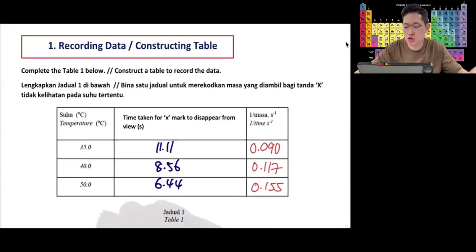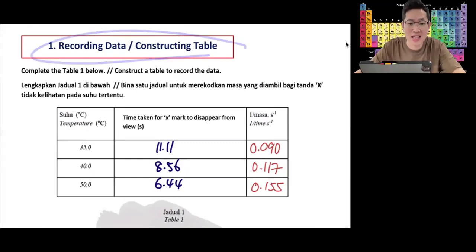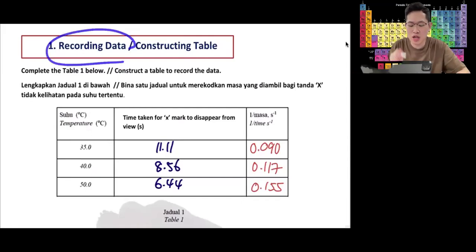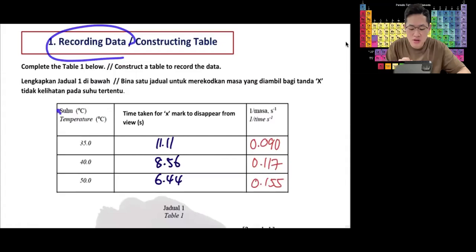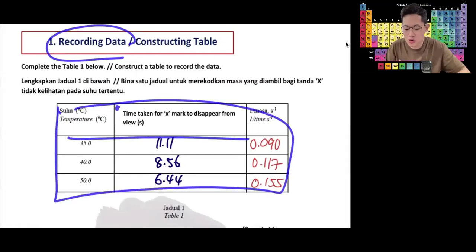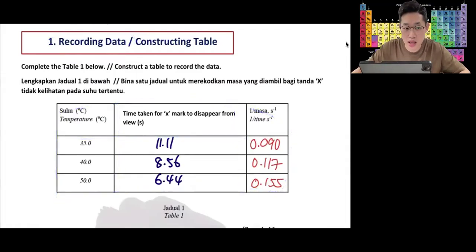Here, I want to go through a few questions with you, which most of you keep on asking me, like how to do operational definition, how to write inference. I will go through all types of questions here. First, recording data and constructing table. If they just want you to record data, they will give you a table for you to fill in all the data. They can also ask you to construct the table yourself. You have to draw the table yourself and put in the data.